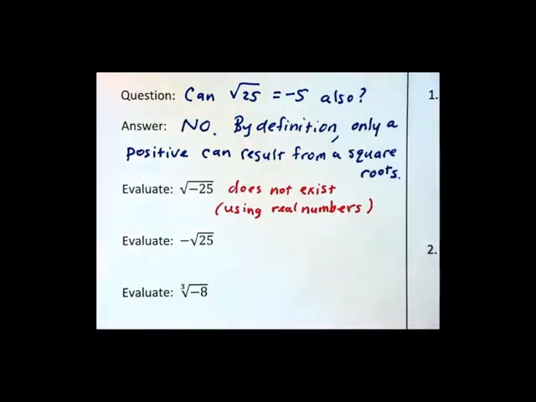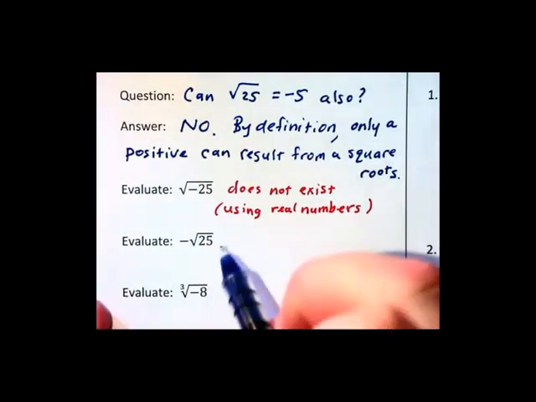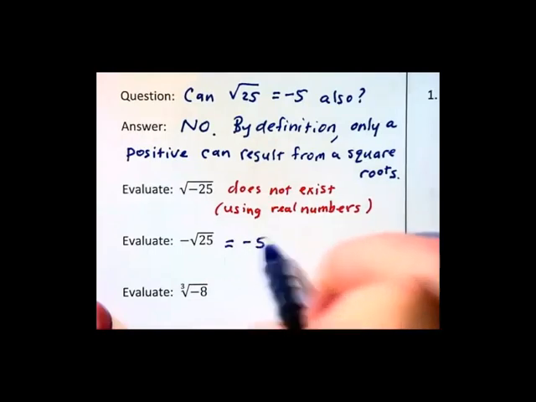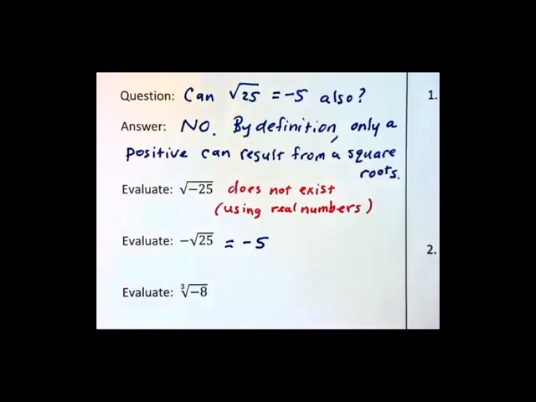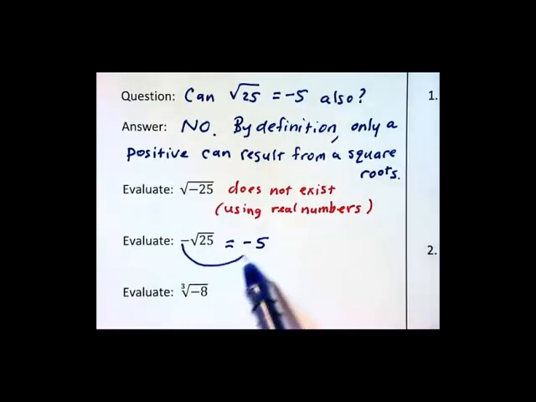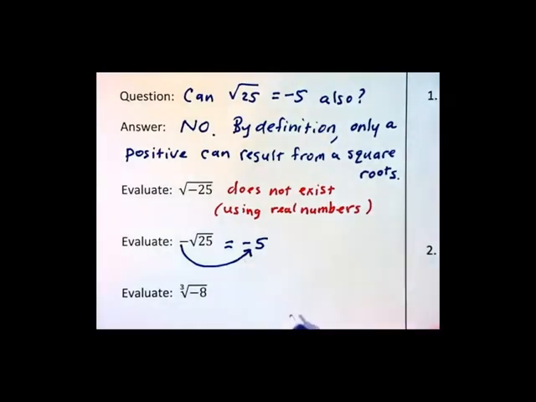Now, the answer to this next problem is negative 5. And I'm not violating what I've set up above, even though I have a negative answer, because it's the original negative out front, negative 1 times the square root of 25, that comes out as negative 1 times this answer of 5, and so I'm not contradicting myself in this case.